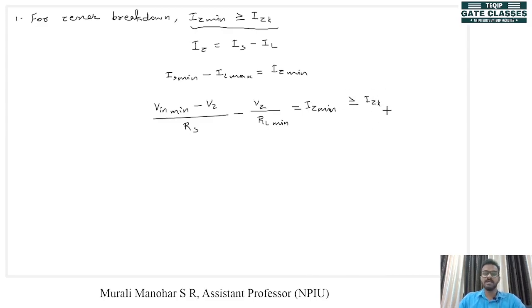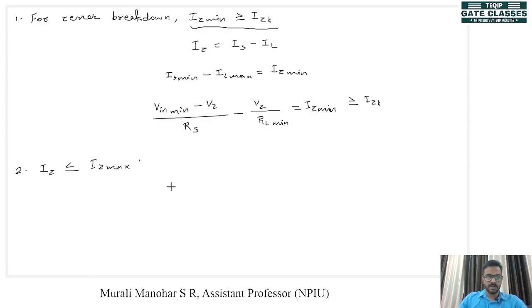Now IZK is defined in the data sheet of a Zener diode, and using that we can find out the value of Rs. Okay. Now our second condition is that IZ must always be less than or equal to IZ max.